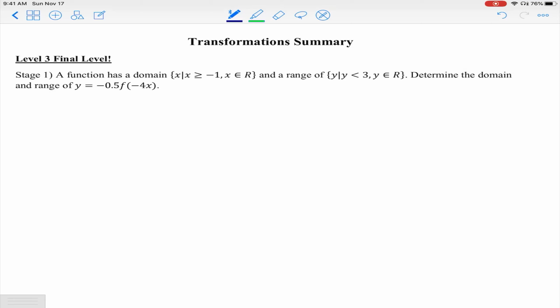So this is the final level of transformations. If you get this, I will say you have mastered the skill called transformations of functions.